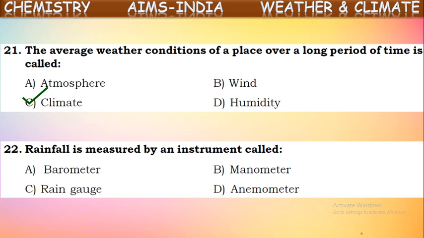Next, rainfall is measured by an instrument called. What is the instrument used for measuring rainfall? We discussed it already. That is rain gauge. Rain gauge is used for measuring rainfall. This measuring of rainfall will be done in centimeters or millimeters.